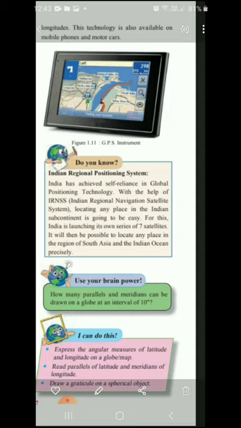After studying this chapter, you will be able to find the angular measure of latitudes and longitudes, to read the parallels of latitude and meridians of longitude, and to draw a graticule on a spherical object. So students, this chapter is over.